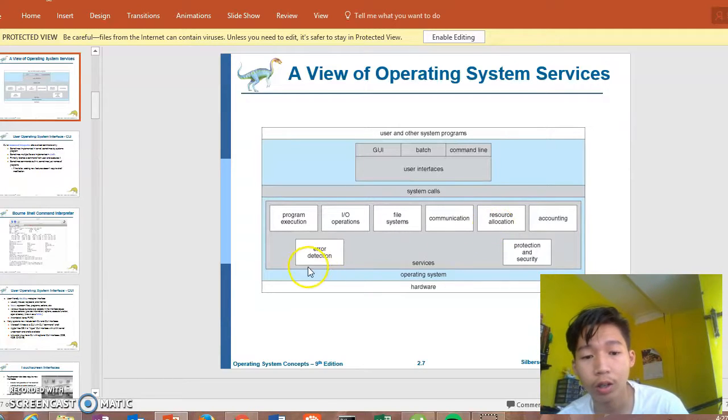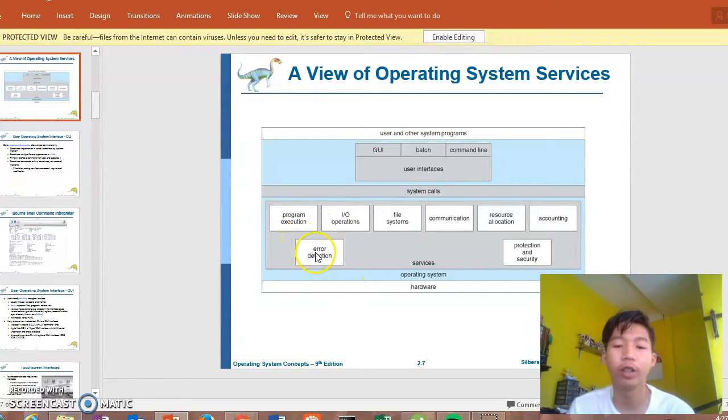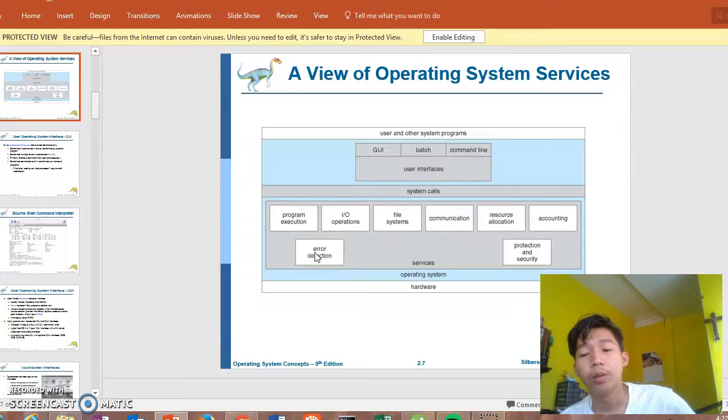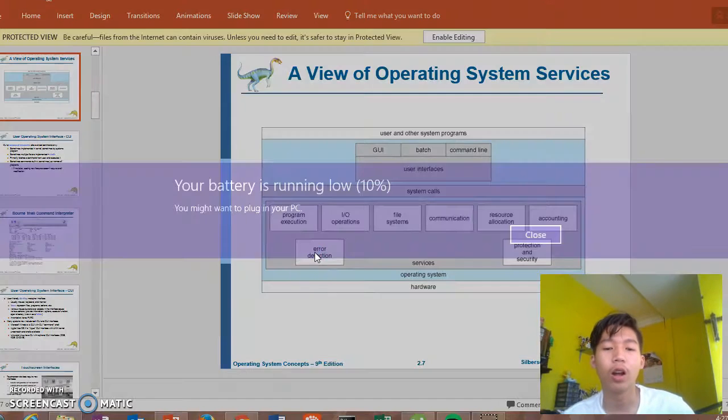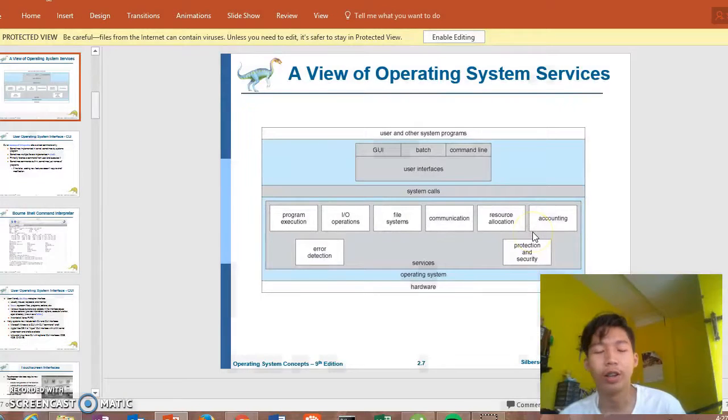And fifth one is the error detection. Errors can occur anytime and anywhere. An error may occur in the CPU, in I/O devices, or in the memory hardware. Following are the major activities of an operating system. The first one is it constantly checks for possible errors, and the second one is it takes the appropriate action to make the problem go away.